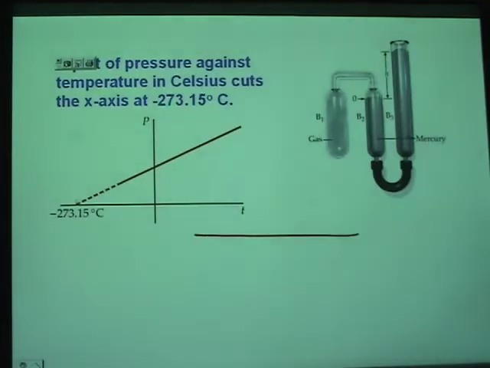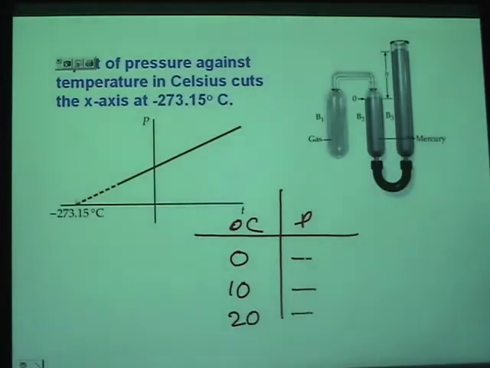Well, let me make a table there. Temperature in degrees Celsius and the pressure. So when temperature is 0, I can measure the pressure. Temperature is 10 degrees, I can measure the pressure. Temperature is 20 degrees, I measure the pressure. 30 degrees, I measure the pressure.